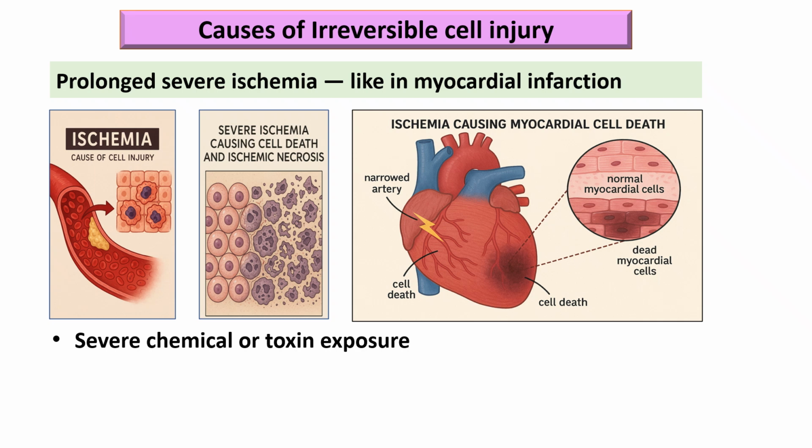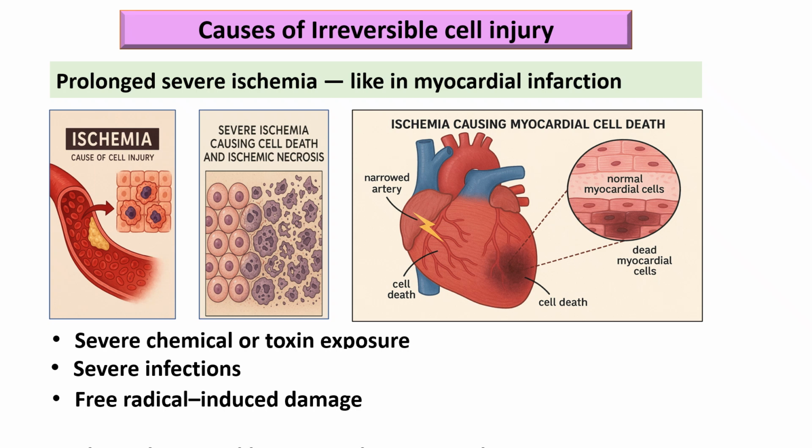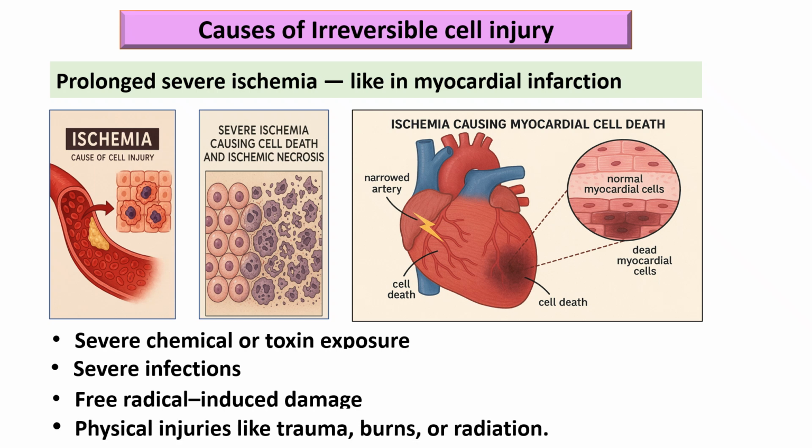Other causes of irreversible cell injury are chemical or toxin exposure, severe infections, free radical induced damage, and physical injuries like trauma, burns, or radiation. I have made another video exclusively on causes of cell injury. You can go through that if you want.